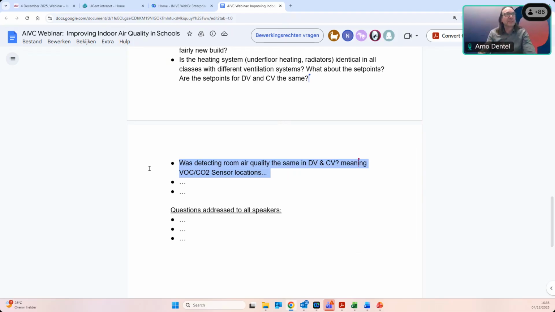Also, mostly it's near the door, the sensor. One sensor per classroom. It's a compact sensor which measures all the different physical parameters.